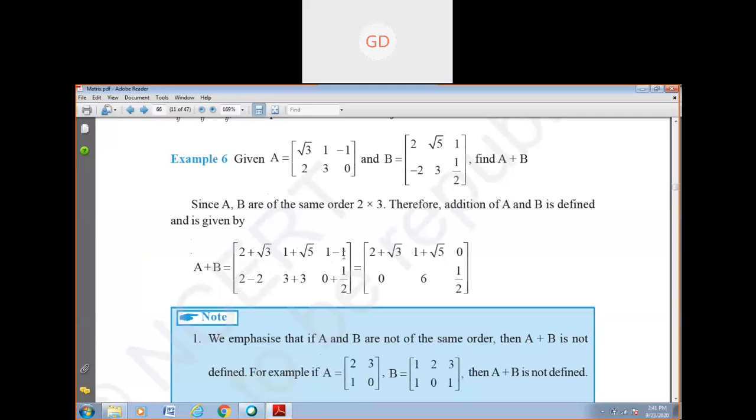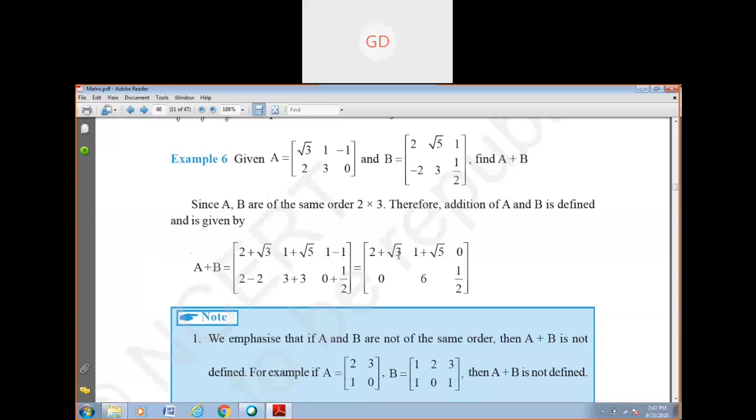And 1 minus 1 is 0, written here. And 3 plus 3 is 6, written here. 2 minus 2, 0 is written here. Because this can be simplified. So simplification is very necessary. Because if we can add two numbers, the result should be written.